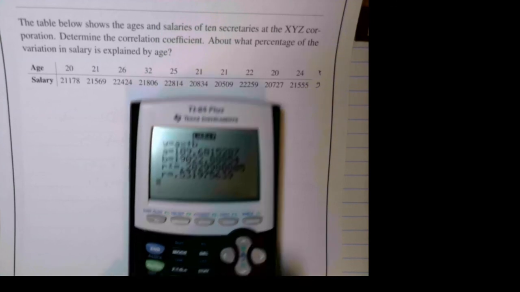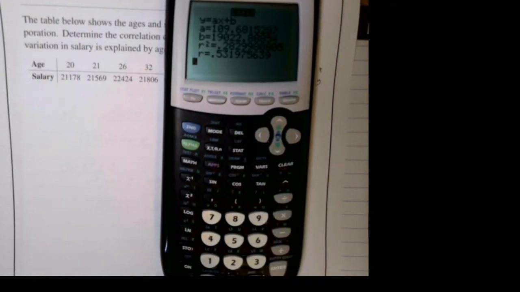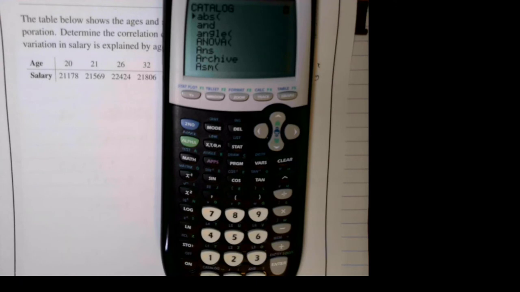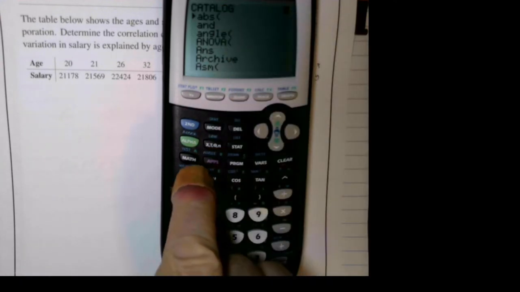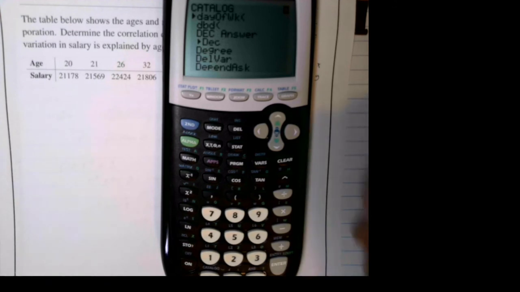You want to go to the catalog function, which is above 0. So you hit second, 0. And this is a catalog of everything the calculator can do. You want to get down to the D's, and the quickest way to do that is to push the x to the -1 key there. That gets you down to the D's.